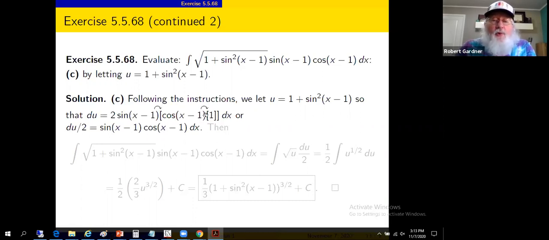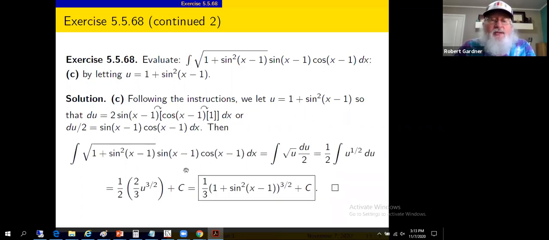So let's see, let's drop the 1 in the square brackets and move that 2 to the other side. So du over 2 is sine x minus 1, cosine x minus 1 dx. Perfect. That's exactly what's sitting on the right-hand side. So we can take the given integral and in one step, change it into terms of u's.